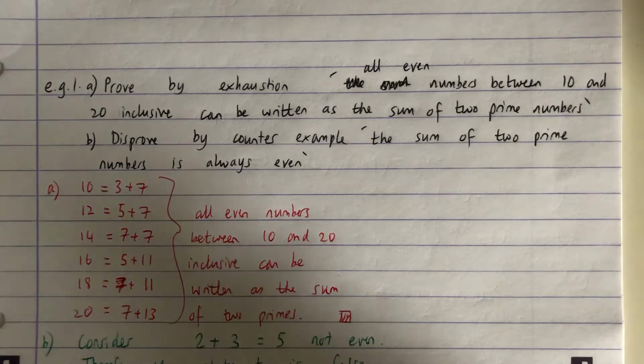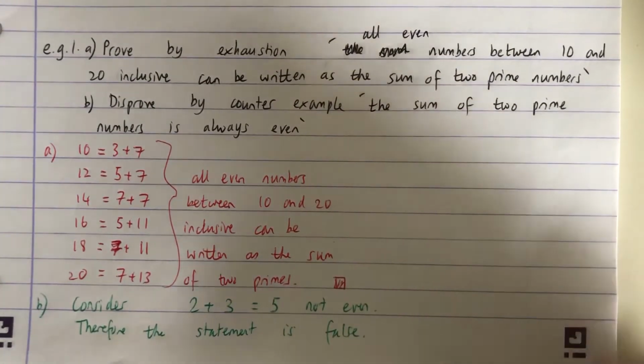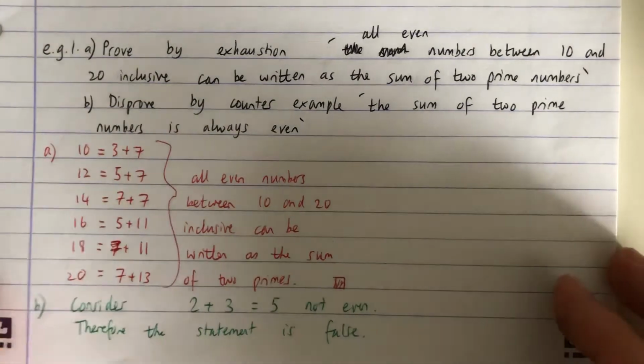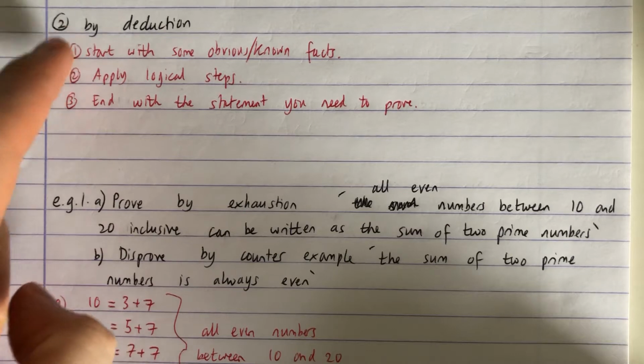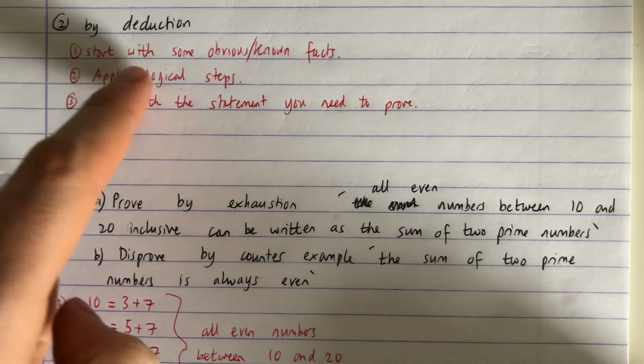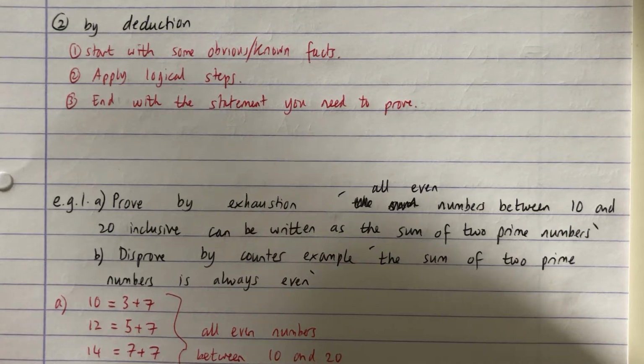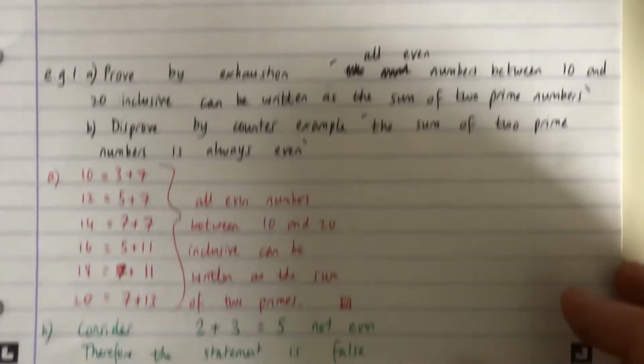No proof square for this because it was a disproof one. And that would be it. That's the two easy ones done. Let's move on to the deduction one now, which is these 3 steps. Start with some obvious known facts, apply some logical steps, and then end with the statement you need to prove.